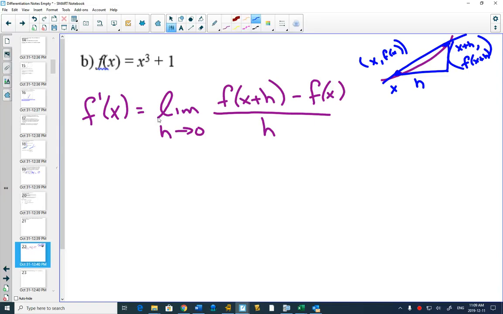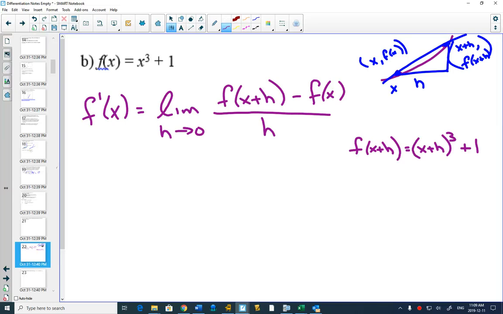Now with that in mind, we have to plug things in. A little bit of work off to the side. Can you see that f of x plus h, I'll do that off to the side, would be x plus h cubed plus 1. That's going to be a little bit of work, right? Because you'd have to do x plus h times x plus h times x plus h. We could do it multiplying 2 of them and multiplying a third one. That's probably the easiest way to remember.